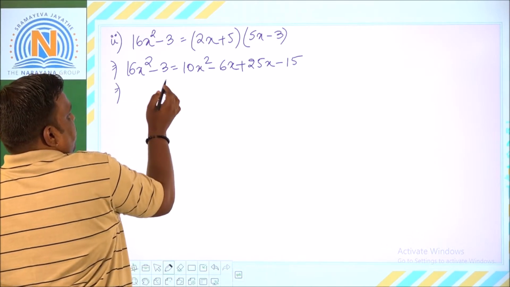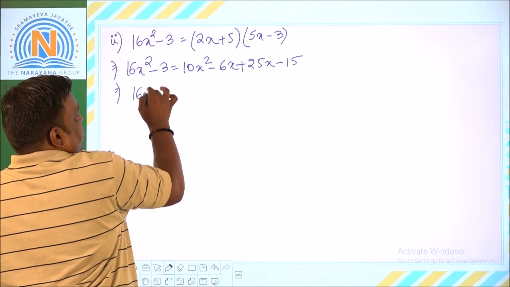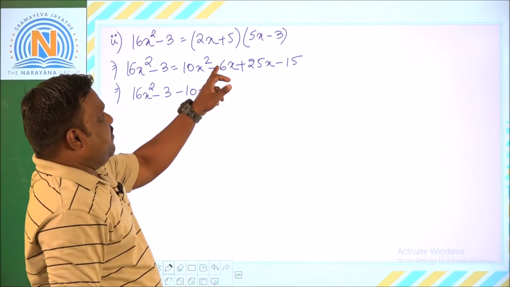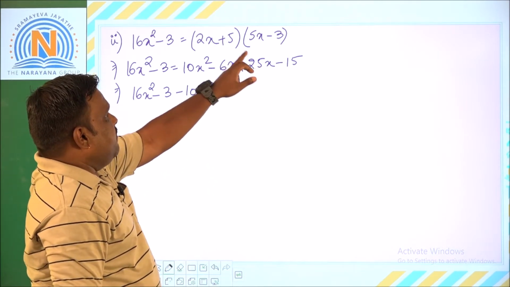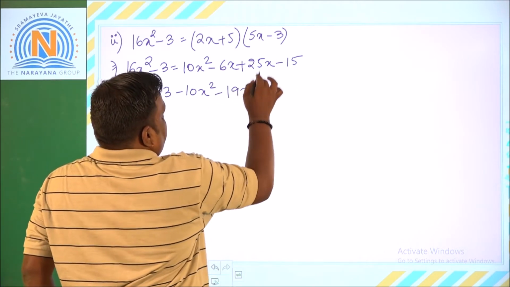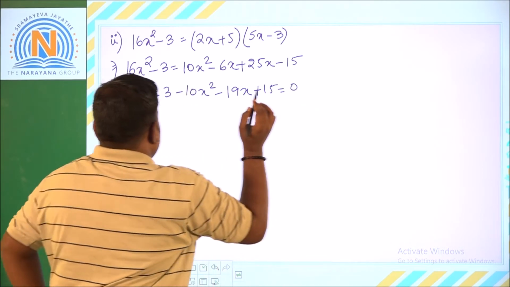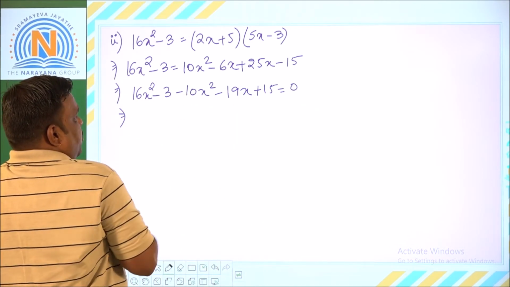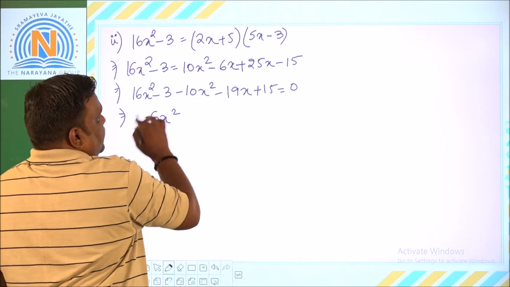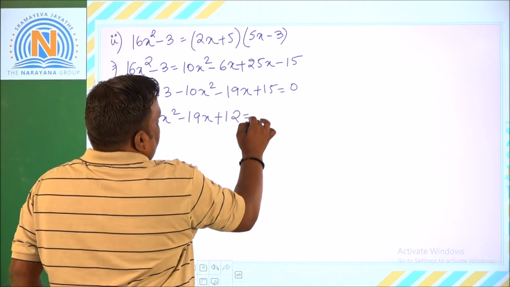On further simplification, bringing all the terms to the LHS, 16x square minus 3 minus 10x square minus 6x plus 25x will be plus 19x. Plus 19x comes to this side becomes minus 19x, and minus 15 comes to here becomes plus 15, equal to 0. So on further simplification, we are left with 16x square minus 10x square is 6x square minus 19x plus 12 equal to 0.